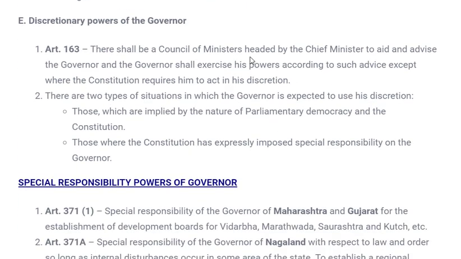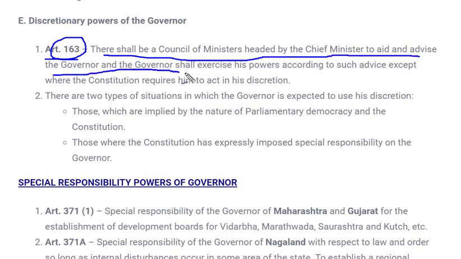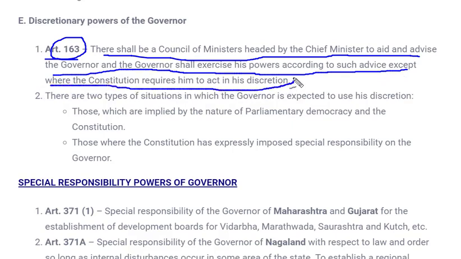Next, moving to the discretionary power of a governor. What does discretionary mean? Under Article 163, there shall be a council of ministers headed by the chief minister to aid and advise the governor, and the governor shall exercise his power according to such advice, except where the constitution requires him to act in his discretion.